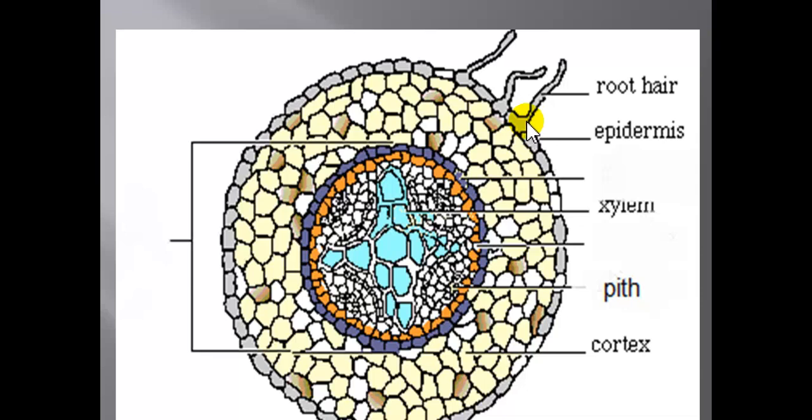Again, the structure of the root. If I make a section in a root and examine it under a microscope, I will see root hair, epidermis, cortex. The last row of the cortex is the endodermis, then xylem, and last, pith.